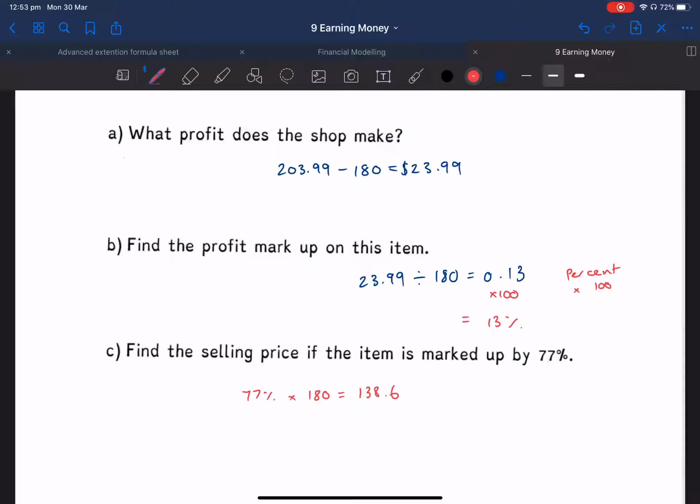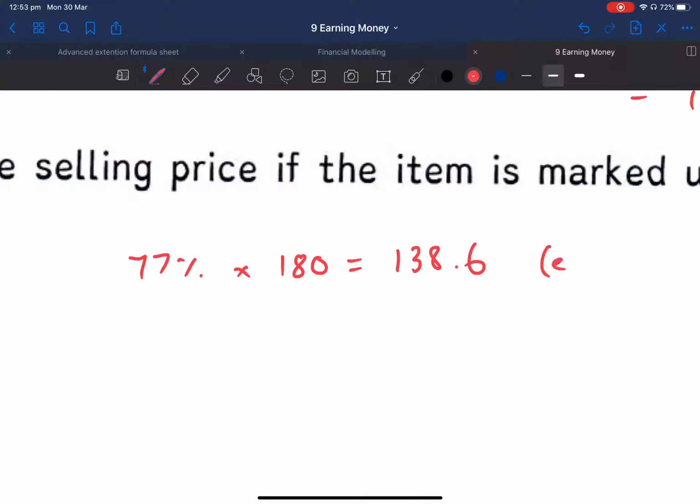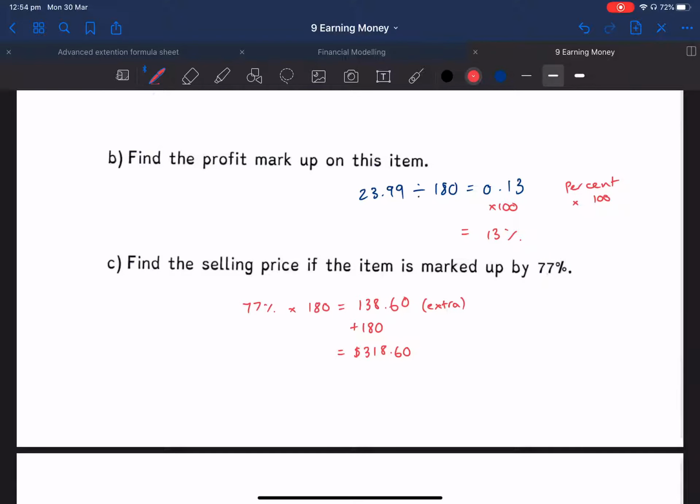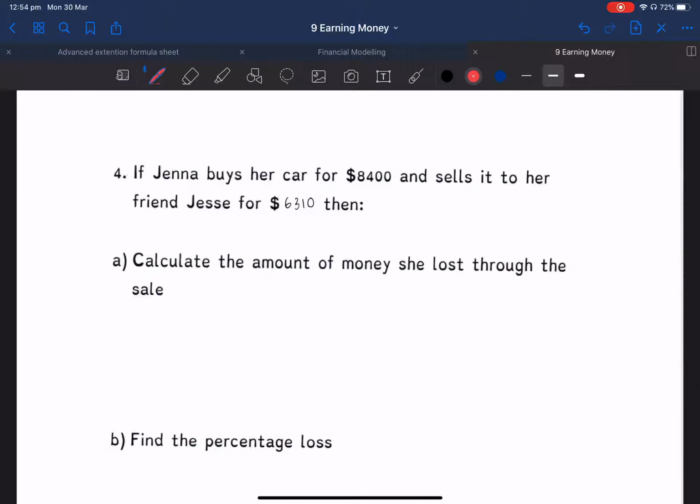Now, what's really important to keep in mind is that's not actually the cost yet, that's the profit. So that's the markup. That's how much extra the store is making on that purchase. So it's $138.60 extra on top of the $180 cost. Okay, so that's how much we're going to be selling this item for, 138.60 plus 180. We're selling it for $318.6. We'll make these 60s, all right? So 0.60. Cool.